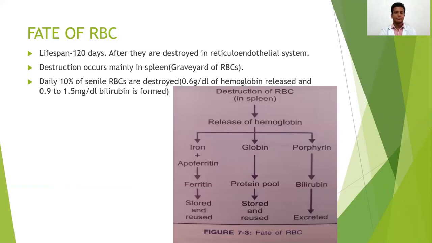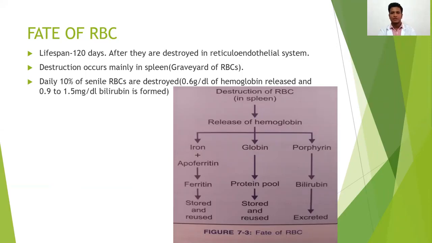Fate of RBC. The lifespan of RBC is about 120 days, after which they are destroyed in the reticuloendothelial system. Destruction occurs mainly in the spleen, which is known as the graveyard of RBCs, where 10% of senile RBCs are destroyed. That is, 0.6 gram per deciliter of hemoglobin is released and 0.9 to 1.5 milligram per deciliter of bilirubin is formed.